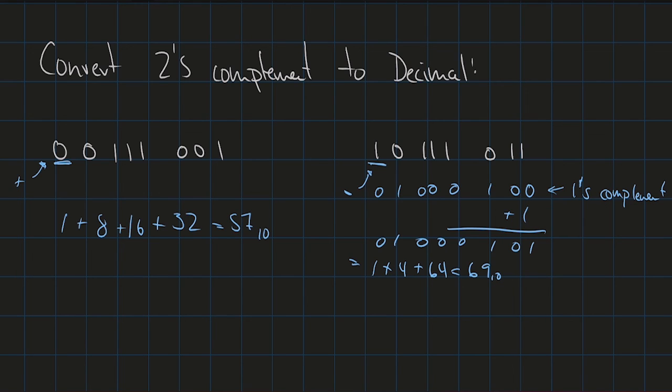So what this means is that the positive version of this byte here is 69, and since we're looking for the negative version, we would say 1011 base 2 is equal to negative 69 base 10.